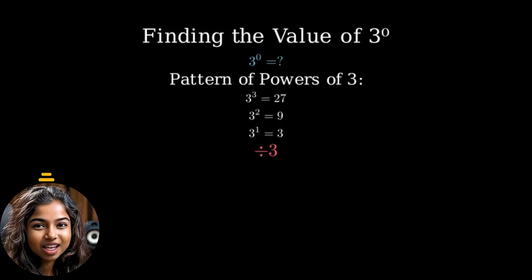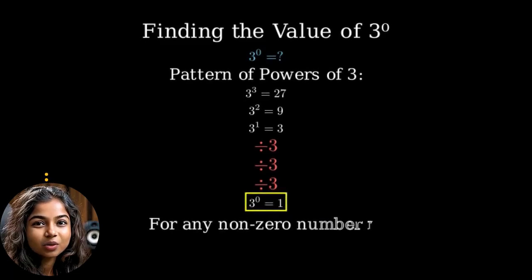When we go from 3 cubed to 3 squared, we divide by 3. 27 divided by 3 equals 9. From 3 squared to 3 to the 1st power, we divide by 3 again. 9 divided by 3 equals 3. Following this pattern, when we go from 3 to the 1st power to 3 to the 0 power, we divide by 3 one more time. 3 divided by 3 equals 1. This is why 3 to the 0 power equals 1.